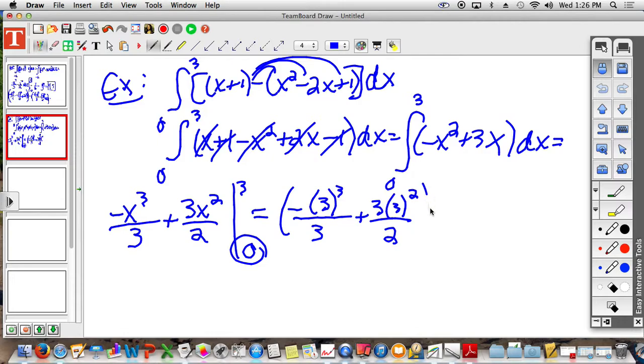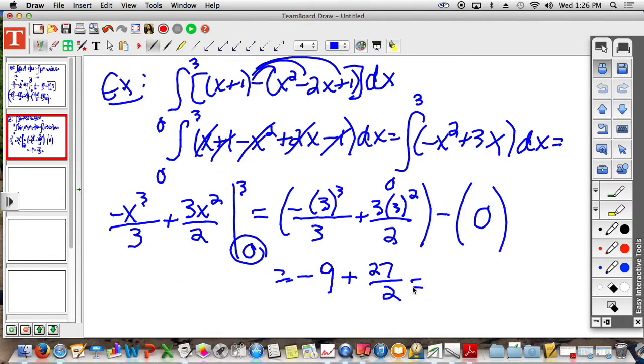And remember, we are going to subtract from it the value of the integral when you put in zero, which we said was going to get us 0. So this part right here, we said was negative 9. So we have negative 9 plus 27 over 2. Do the math. Negative 9 plus 27 over 2. I got 4.5. Yeah, me too. I got 4.5 also.